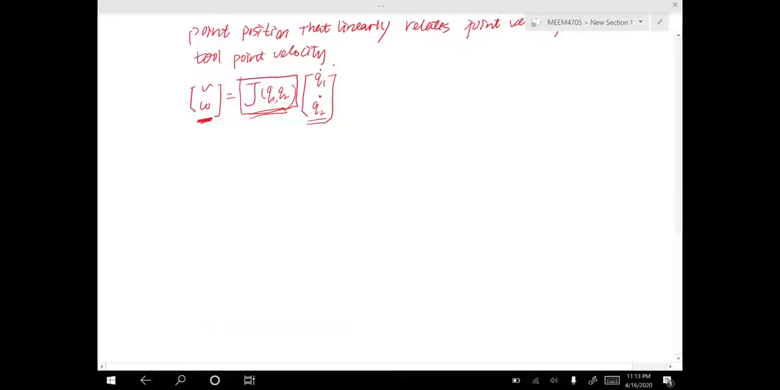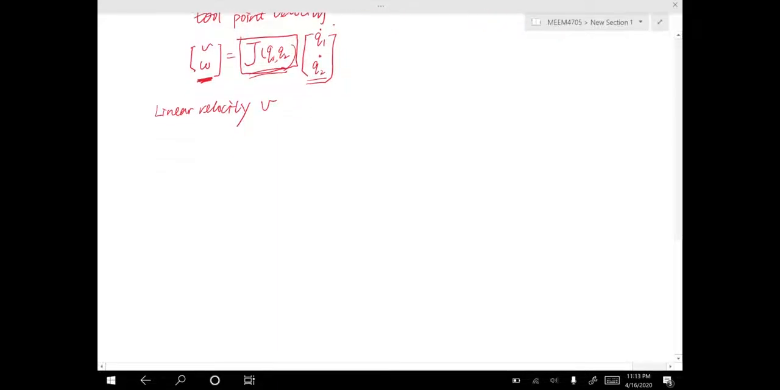Okay, so now let's see the linear velocity. The linear velocity, v. If we want to calculate the linear velocity v from this equation, v equals the first row, so that should be another matrix. Let me call it the Jacobian of v, times the vector of q1 dot and q2 dot in this case. Okay, so why is that?